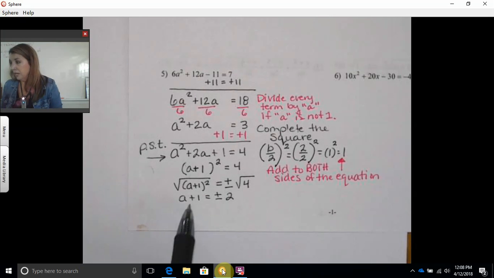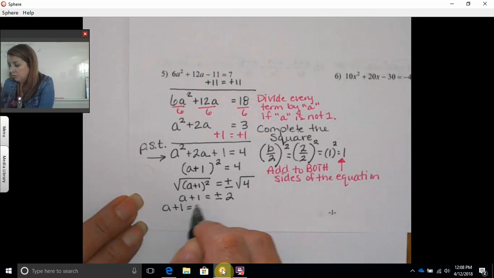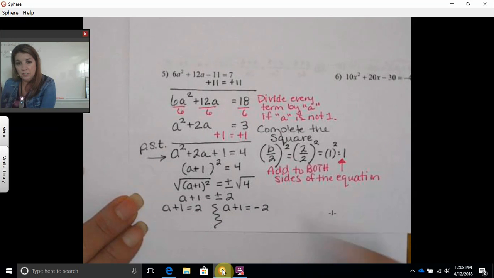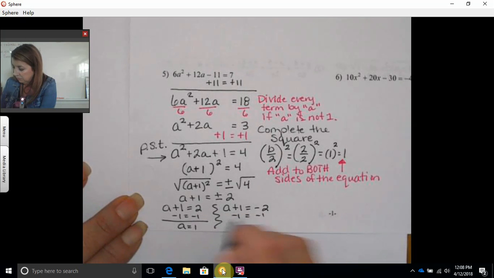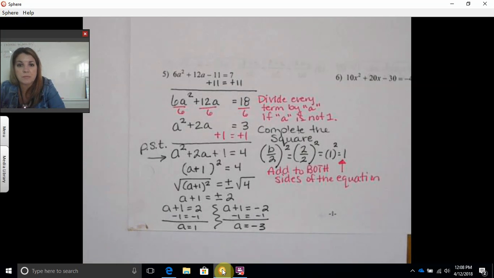I'm going to have two answers because this 2 is positive and it's negative. So I'm going to make two equations. One I will set equal to positive 2, and the other one I will set equal to negative 2. And then I just solve them both separately for a. And my answers are positive 1 and negative 3.